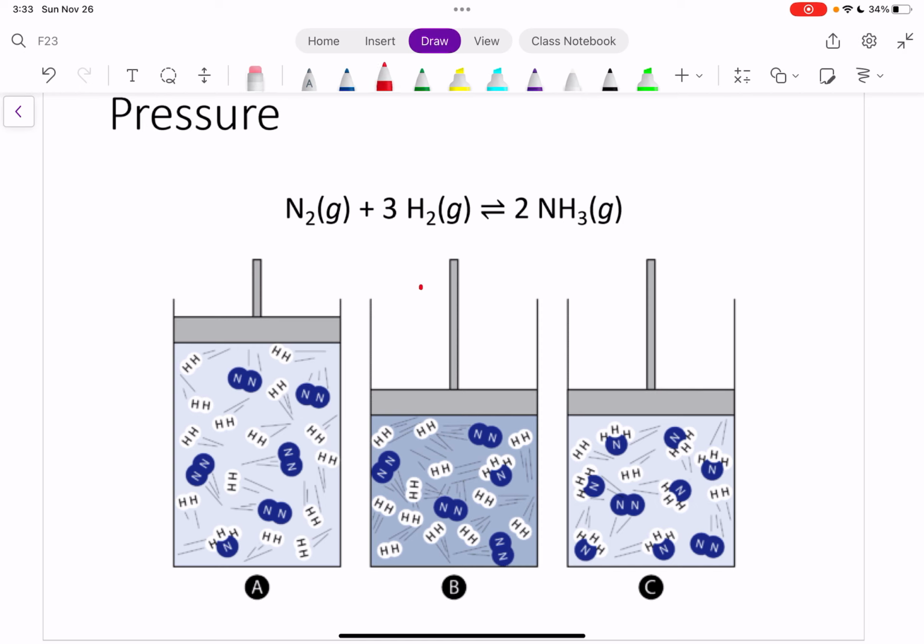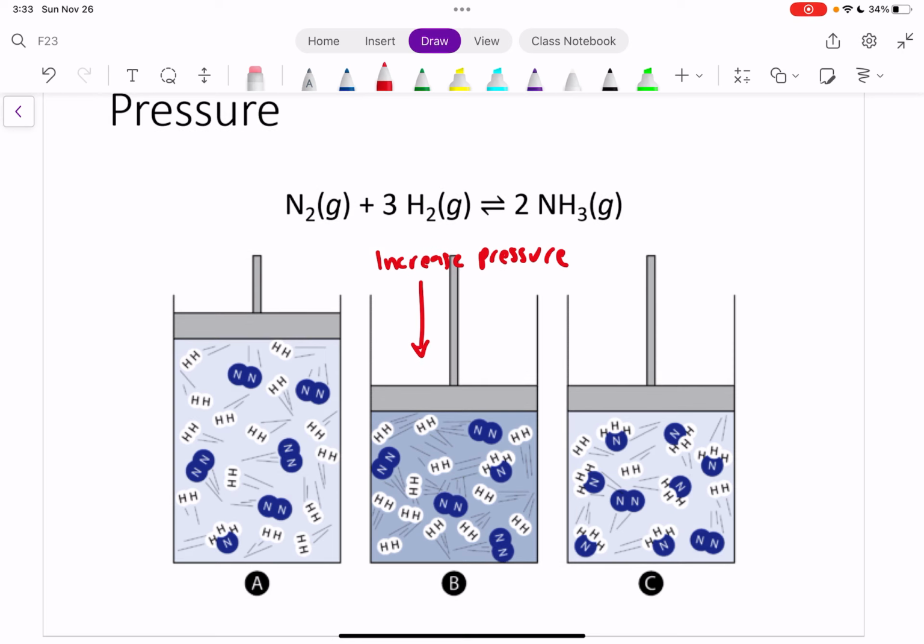But say we increase the pressure, right? Increase pressure. Le Chatelier was interested in understanding, well, if we increase that pressure, how does that affect equilibrium? And what we found was that a pressure increase, like we've done here, is going to shift the equilibrium to the side of the reaction with the fewer number of moles of gas. The side of the reaction with the fewer moles of gas.